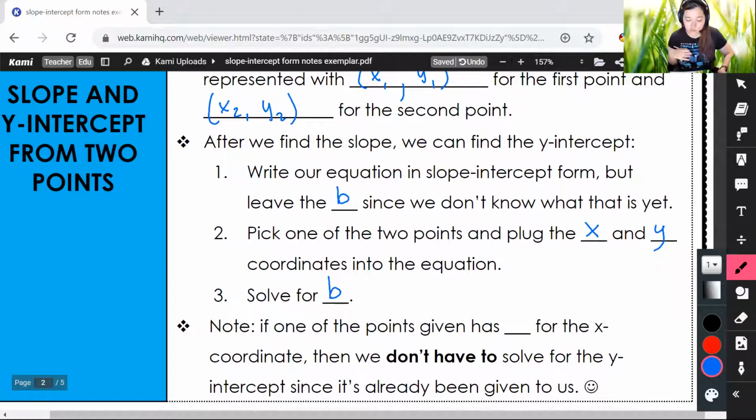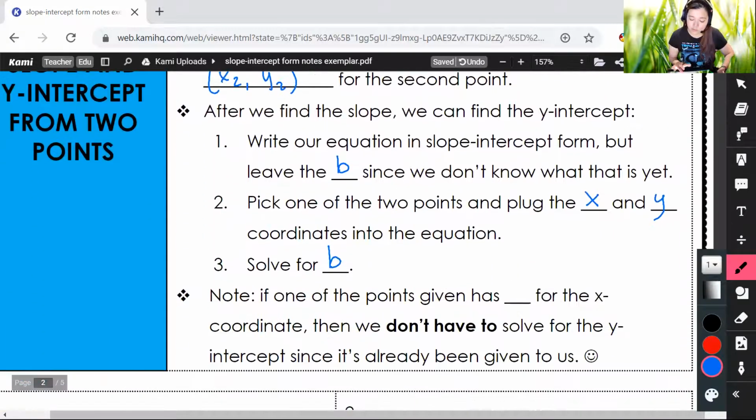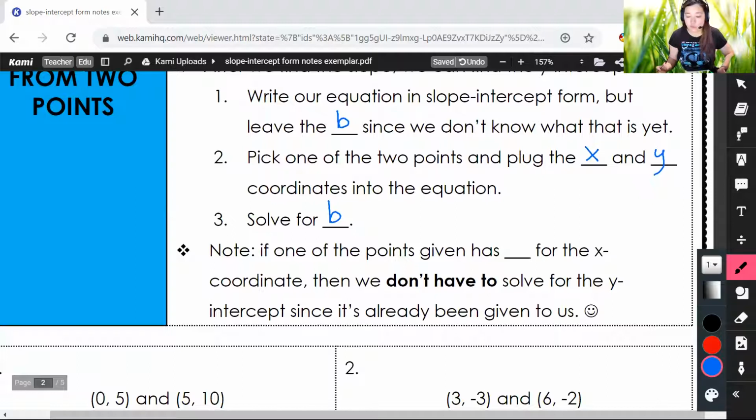So we can find the slope by using the formula we've already been using. But when there's no graph, you can't just look to see where the y-intercept is. So we're going to have to do a little bit of equation solving to solve for b. Just remember, b is the y-intercept.